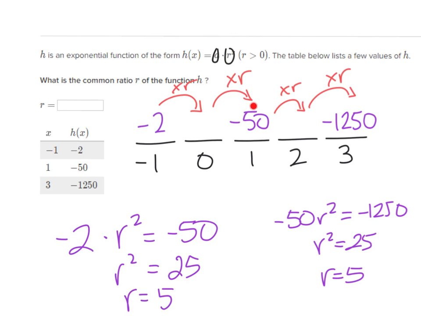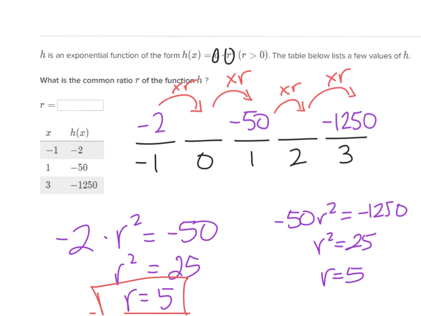Multiply by r, multiply by r, multiply by r, and multiply by r. So based on this right here, we could say negative 2 times r is negative 50. That's this. Negative 2 times r equals negative 50. And then you just solve. Divide both sides by negative 2, and we get that the common ratio is 5.